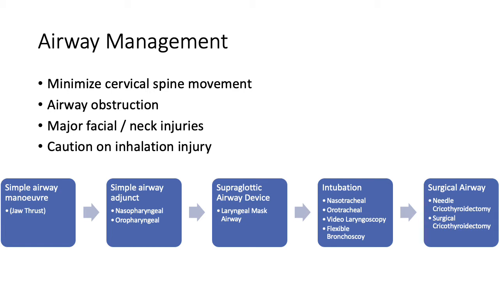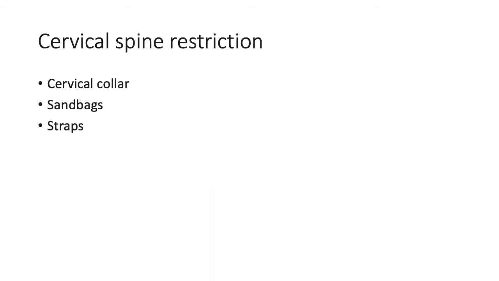Surgical cricothyroidotomy would need to be converted to a formal tracheostomy within 24 hours, as the small tube can be difficult to clean, as well as for prevention of subglottic stenosis. The patient's cervical spine movement should be restricted or minimized until any cervical spine injury has been excluded. This can be achieved by using the cervical collar, sandbags, and straps.